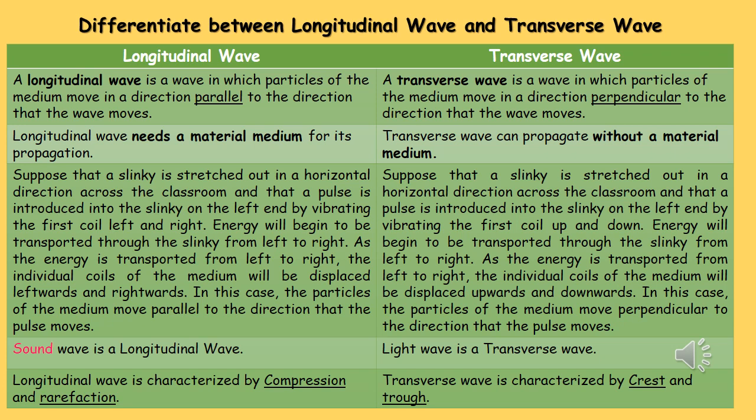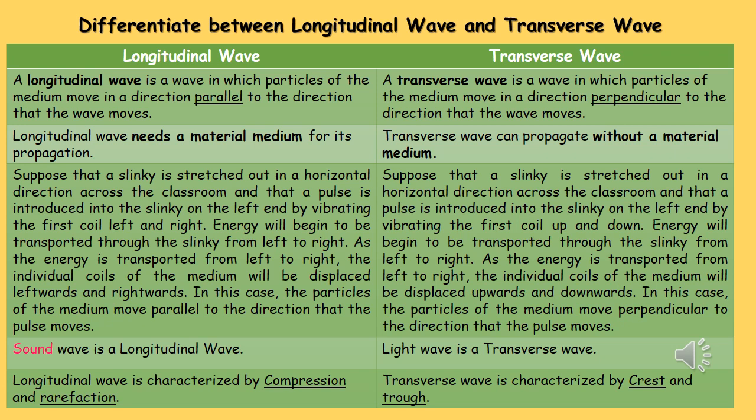Longitudinal wave needs a material medium for its propagation. As sound is a longitudinal wave, it cannot propagate without any material medium, cannot propagate through vacuum. On the other hand, transverse wave can propagate without a material medium, and it can propagate through vacuum. Light wave is a transverse wave. That is why light from sun can reach the surface of earth, although there is vacuum in between.